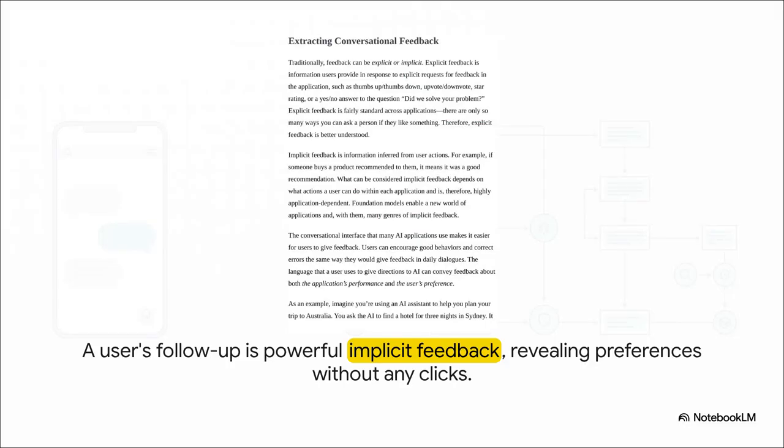Here's a perfect example of that in action. Imagine you ask an AI to find a hotel. It gives you 3 options. If your very next message is, okay, those are a bit pricey, can you find something under $200 a night? You just gave the system incredibly powerful feedback about your preferences, and you never had to click a dislike button. The best systems are designed specifically to capture these subtle conversational signals.